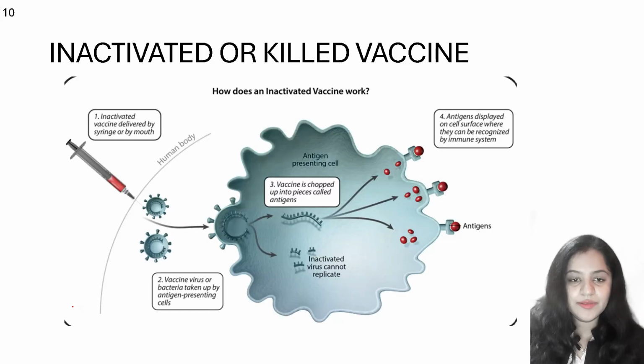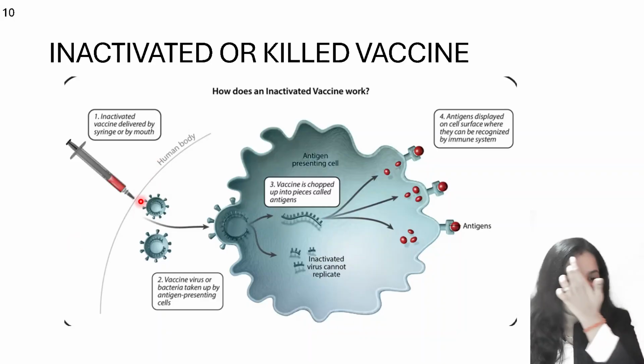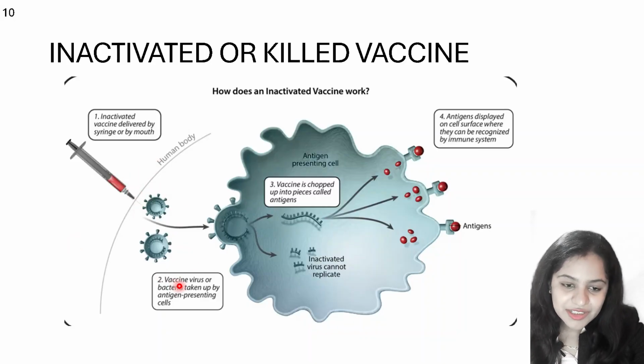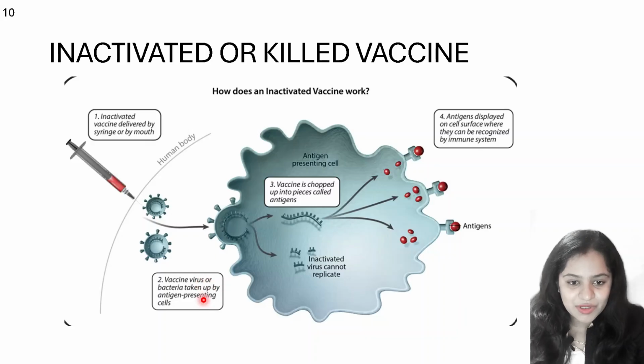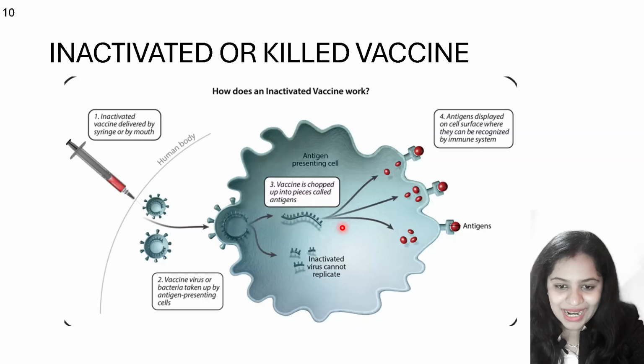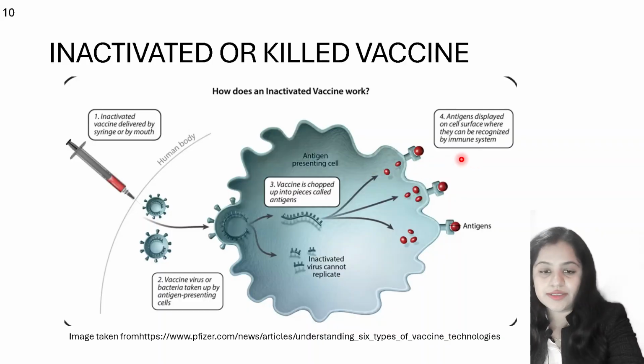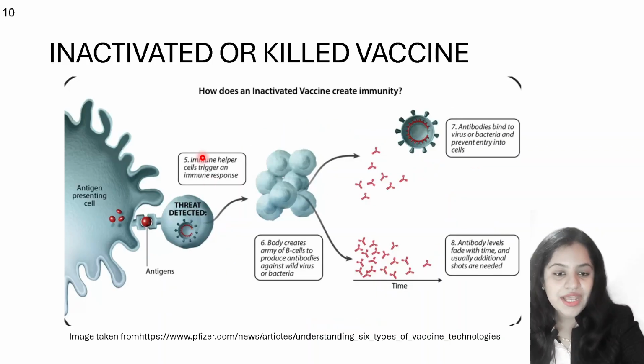Now let's move ahead. Let's see a diagrammatic representation. So your inactivated vaccine is delivered by a syringe. The inactivated organism is taken up by the antigen presenting cell. Now the point to notice and remember here is the vaccine is chopped into pieces called antigen, and the inactivated organism cannot replicate. So the antigen is displayed on the cell surface where it can be recognized by the immune system.